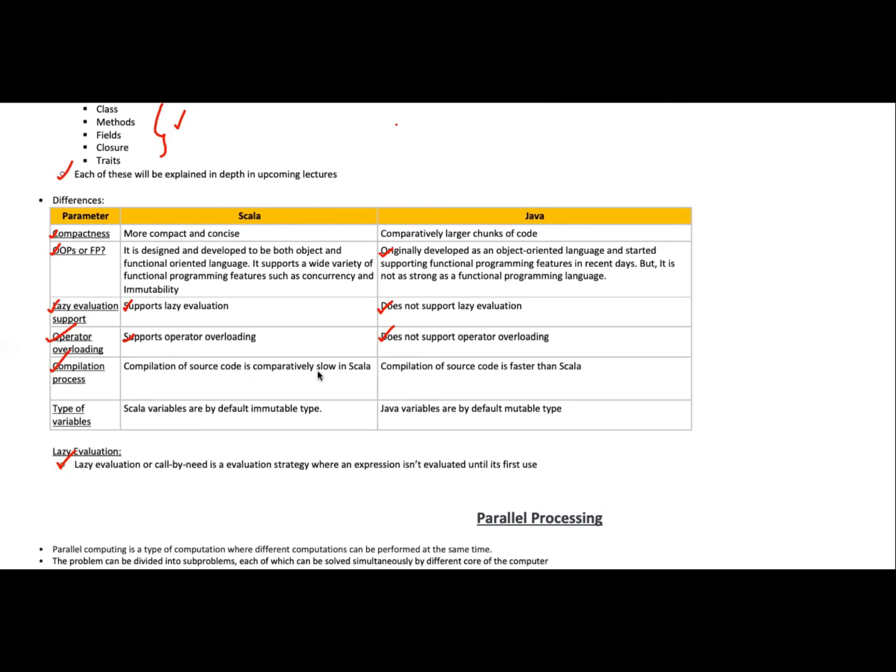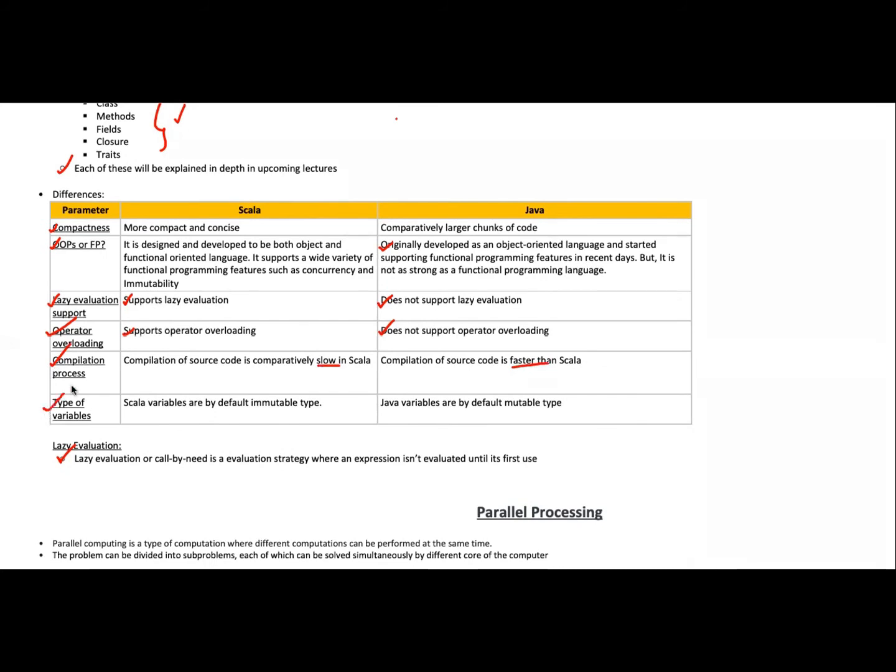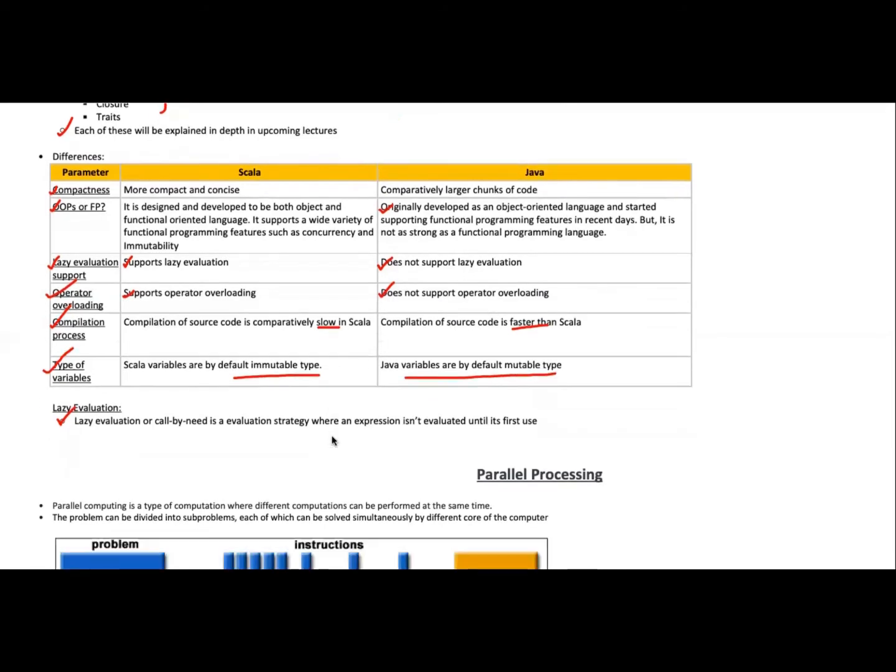Compilation process: in Scala it is slow, in Java it is faster. Types of variable: Scala variables are immutable by default, and by default in Java they are mutable. What is the difference between immutable and mutable, we will see later on. I'll explain the main difference in this lecture only, because it is very important. The mutable type we need to understand.